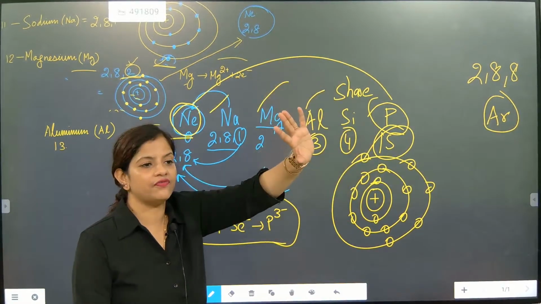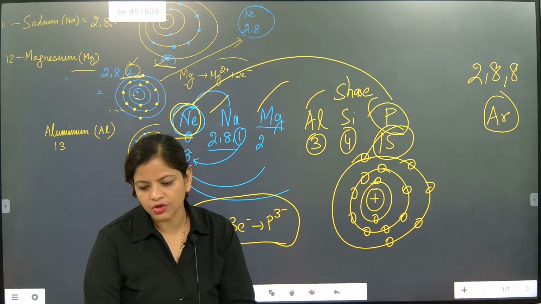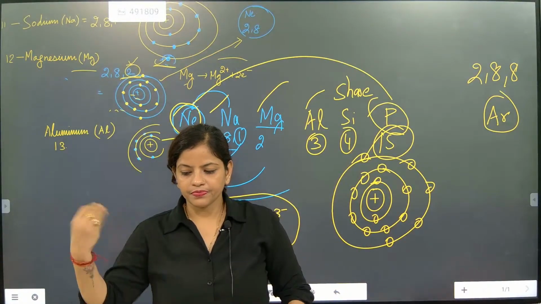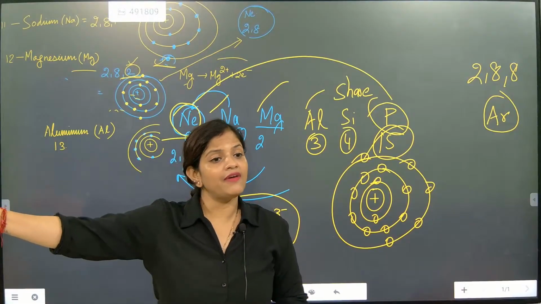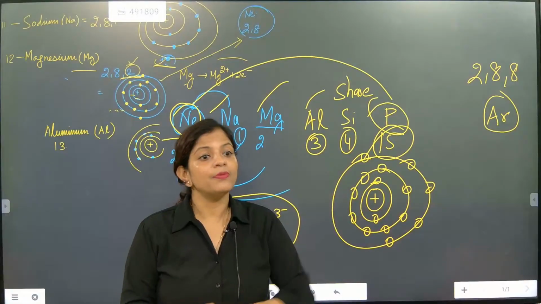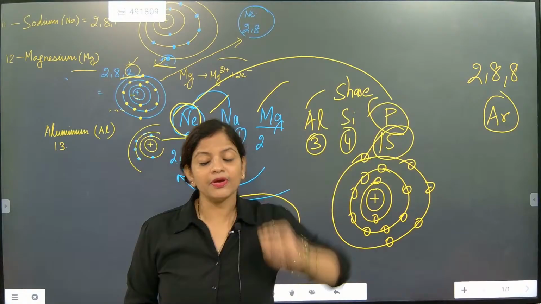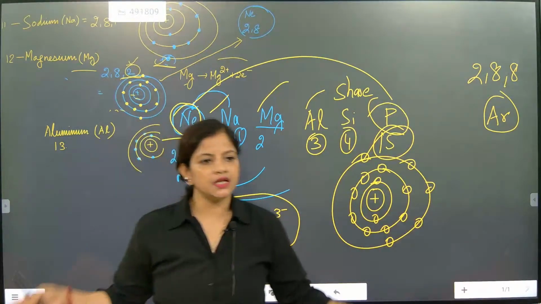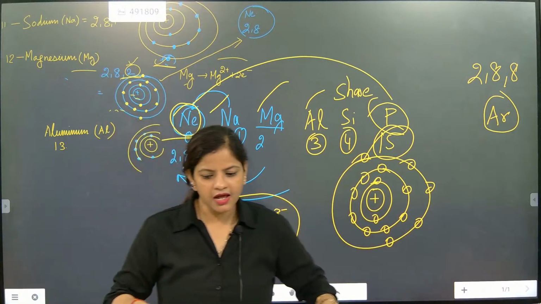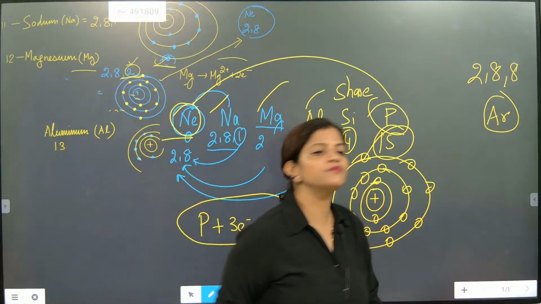Its valency is not 5. Till 4, you are giving: valency is 1, 2, 3. At 4, it is shared, valency is 4. But after 4, valency will again drop down to 3, 2, 1. Because first is give, then share, and then take. Understood? Give, share, take. After phosphorus comes who?